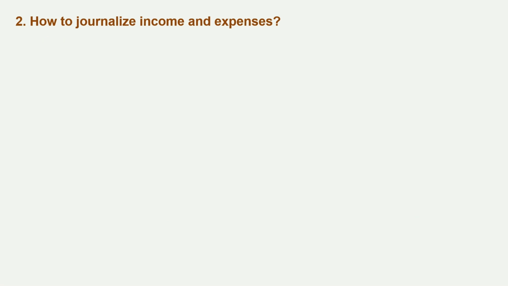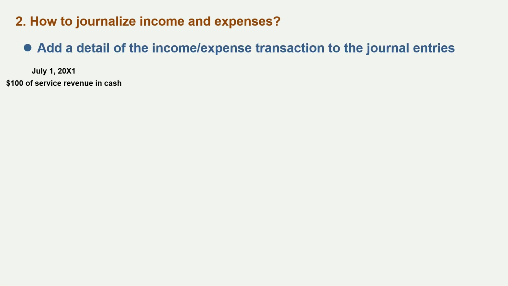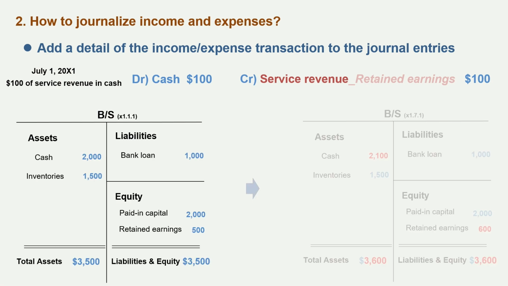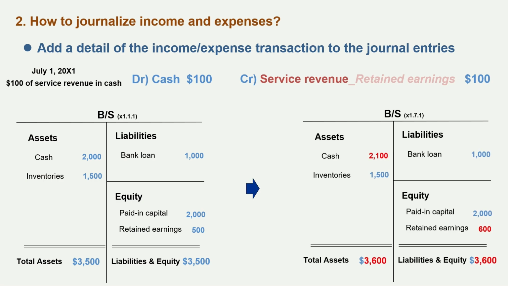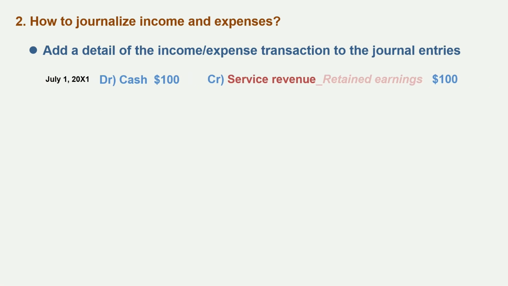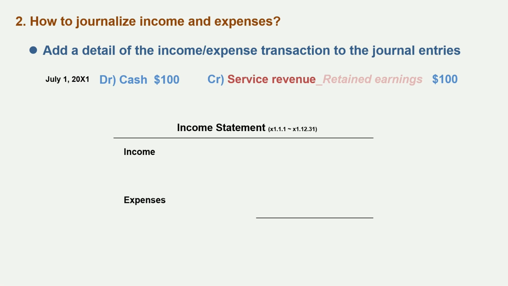Let's think about a solution to this problem. What if we added a specific description of the income in the earlier example of journal entries, like this? This new way of journalizing would mean increase the retained earnings account on the balance sheet by $100, and also show on the income statement that service revenue of $100 was generated in 20X1. This journalization would then change the balance sheet, including the retained earnings, and show the service revenue item in the income statement, which explains why the retained earnings changed.